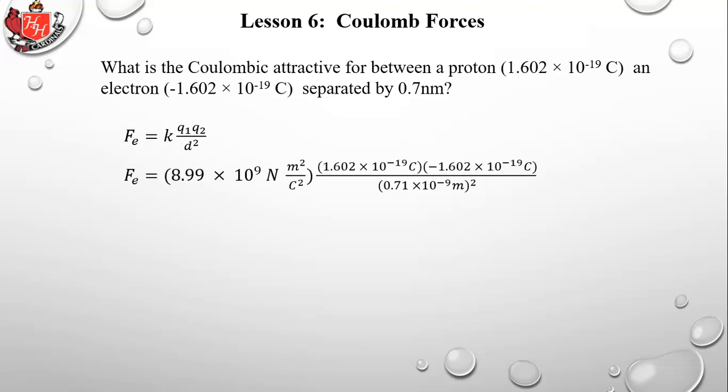So there's the formula. Look at this and compare what got plugged in where. You have the Coulomb constant out in front, and really it's in the numerator, it's up on the top. And then you have the two charges up on the top, and then on the bottom you have the 0.7. I changed it to 0.71 for significant figure reasons, but don't worry about that. 0.71 times 10 to the minus 9th meter. So 0.71 nanometers is 0.71 times 10 to the minus 9th meters.